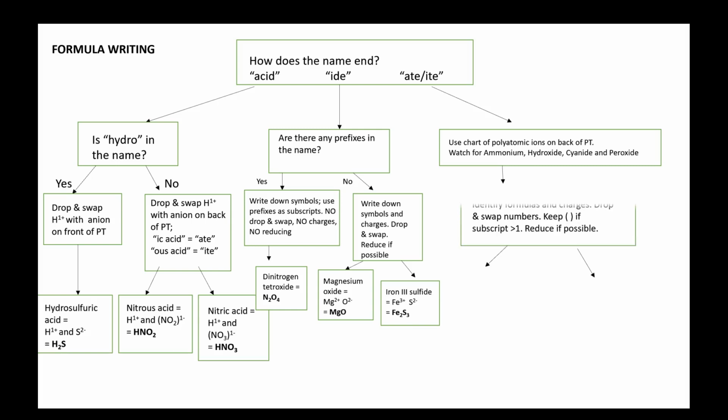When you have those, you're going to identify the formulas and the charges. You want to drop and swap the numbers. Keep the parentheses if the subscript outside is greater than 1. Reduce if possible. So ammonium hydroxide, and I put that one on there so we recognize it as being 2 polyatomic ions.